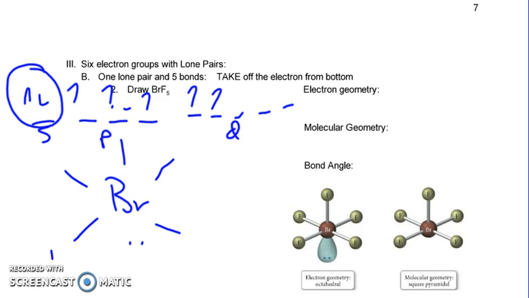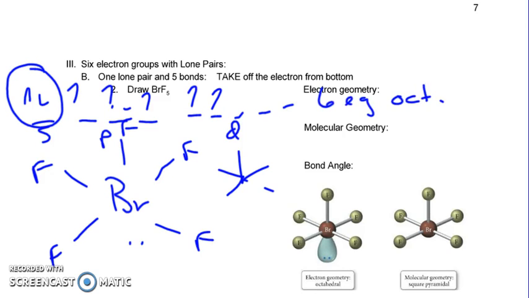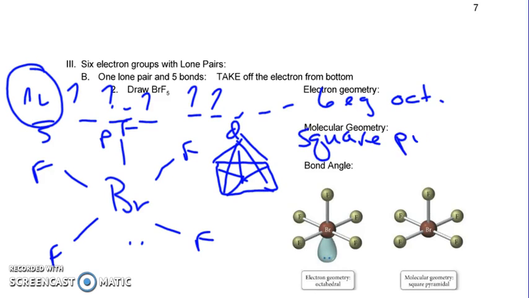What did I say? 4. So here's fluorine, fluorine, fluorine, fluorine, fluorine. And put your dots around it. So here I have my octahedral. And I erase the bottom one. So I started off with 6 electron groups, which is octahedral. My molecular geometry here, well look, I have a square at the bottom and it points up. This is square pyramidal. Okay, and the bond angles are all going to be 90 degrees, all of them.